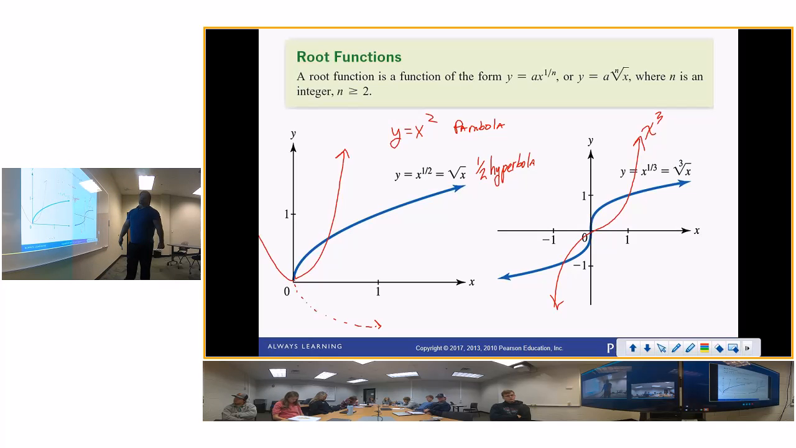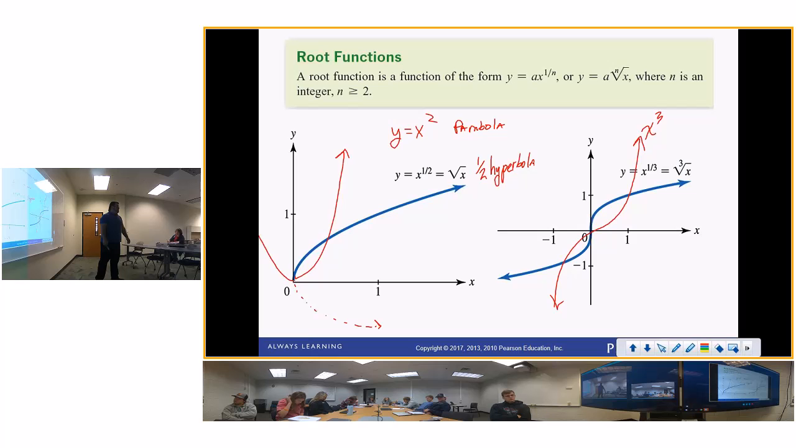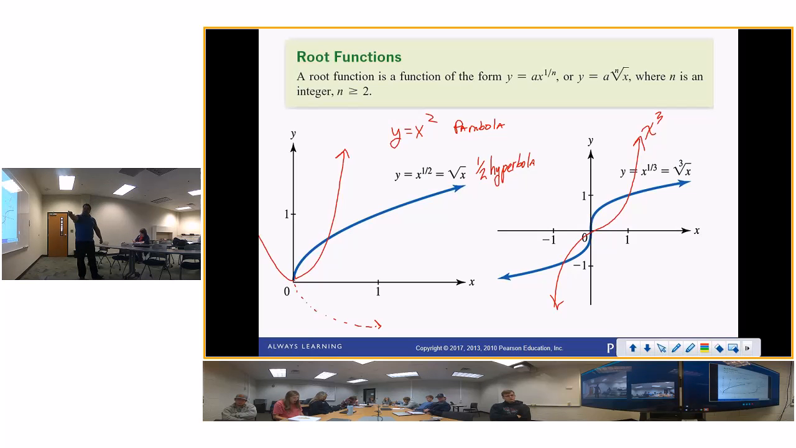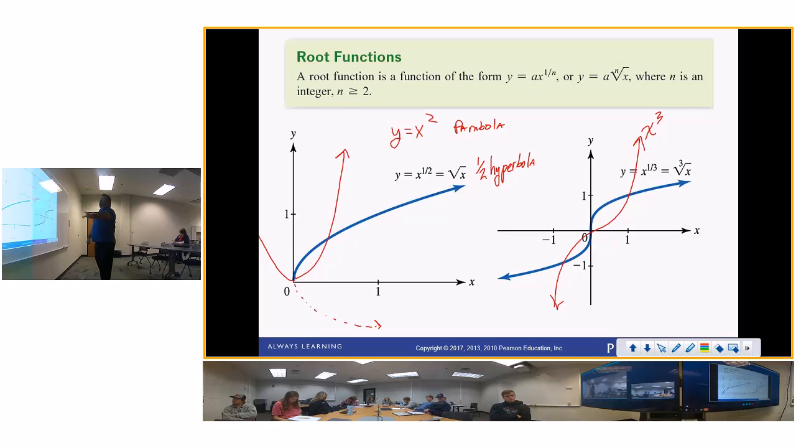Why? Because you can't take the square root of a what? You can't take the square root of a negative number, so that's why I dashed in the other part. You can't have that. Capiche? So make sure you understand those two graphs.